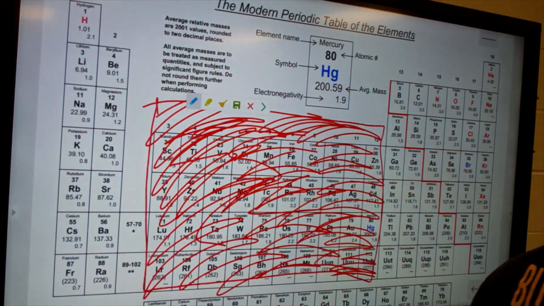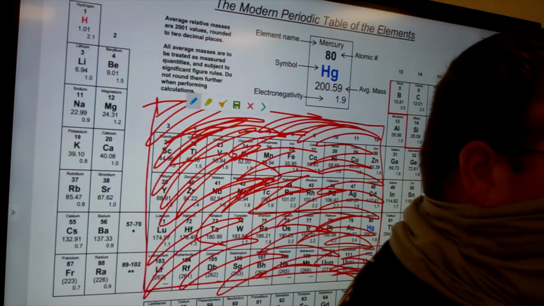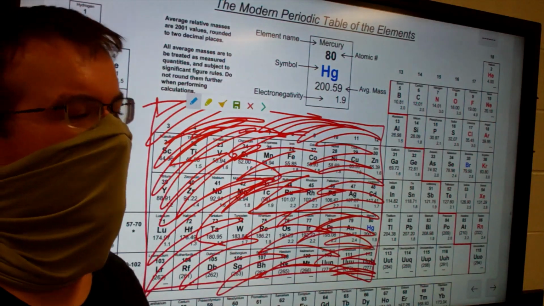Anyways, whenever you're going to determine the charges they're going to form, it's all based off of the valence electrons they have. So the first thing you need is to know the valence electrons. Everybody watch. Everybody got a periodic table? Mr. Hall will show you a trick.